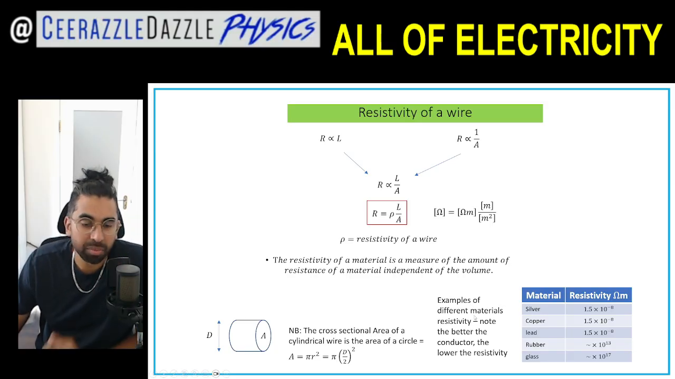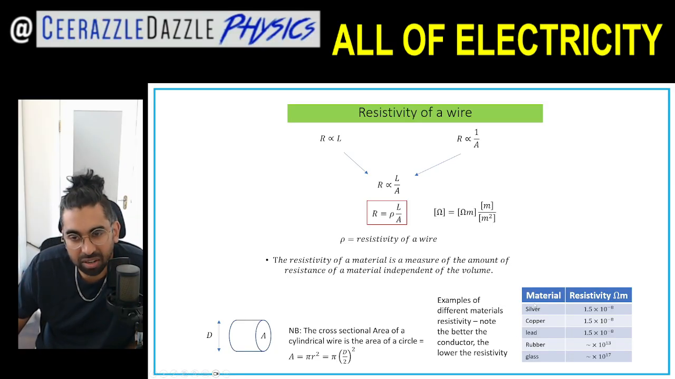The examples of different materials over here that I've put down just give you a bit of an idea of how the resistivity changes. So obviously, silver, copper, lead, you can see that they have very low resistivity, but look, you can see that glass and rubber, obviously they're not great at conducting, so therefore they have very high values of resistivity.